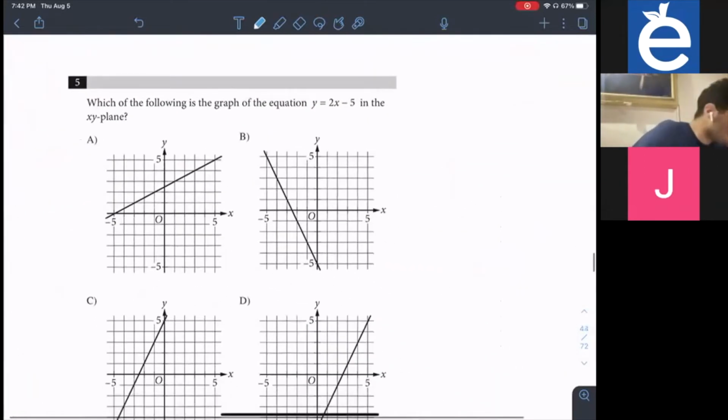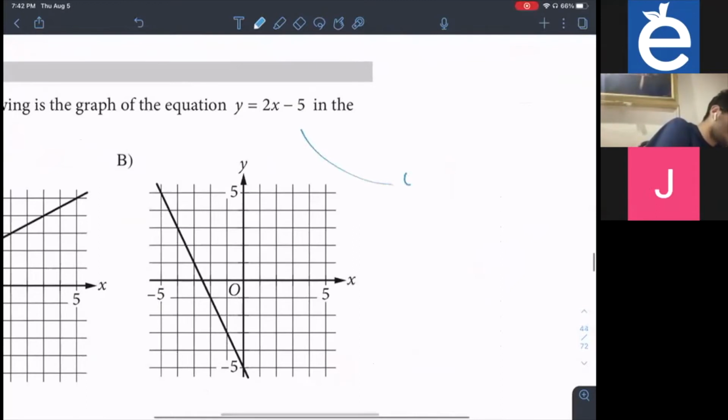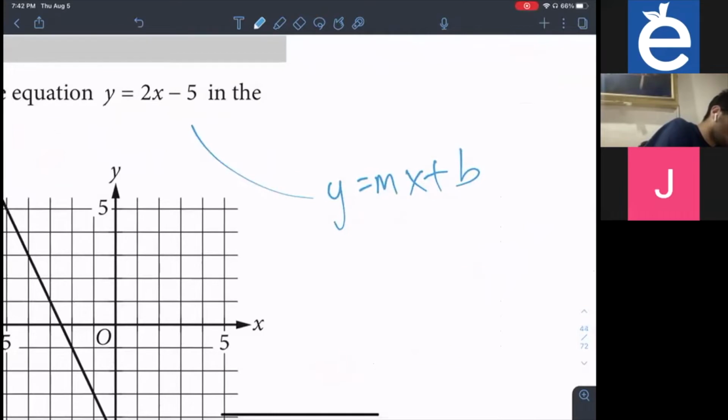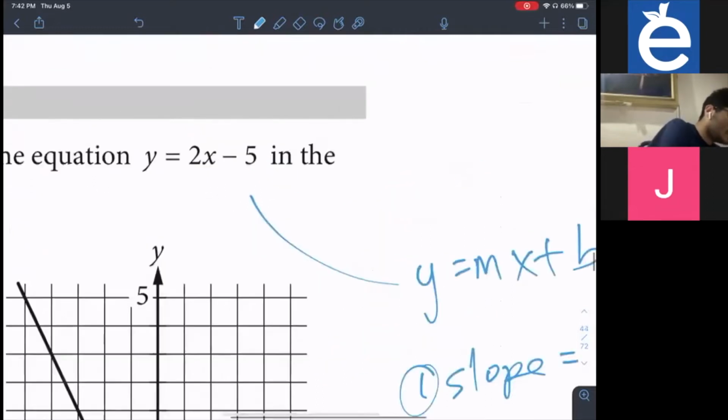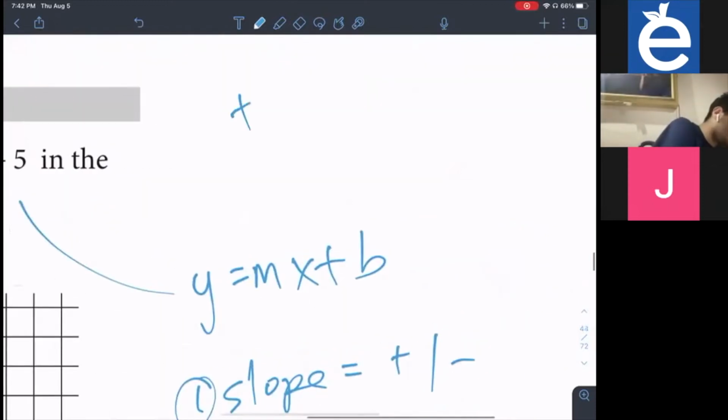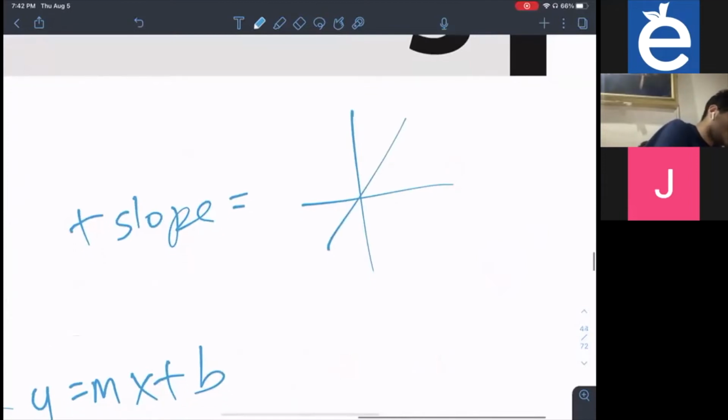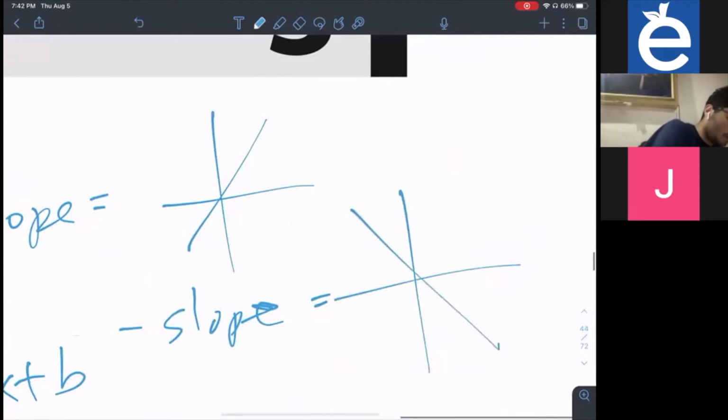Question 5. Which of the following is the graph of the equation y is equal to 2x minus 5 in the xy plane? So this is a straight line because it's in y is equal to mx plus b form. The two things that I look for to see if it's the right graph is the slope, if it's positive or negative, and the y-intercept. Since this is a positive slope, it has to go in the upward direction. Negative slope has to go in the downward direction.